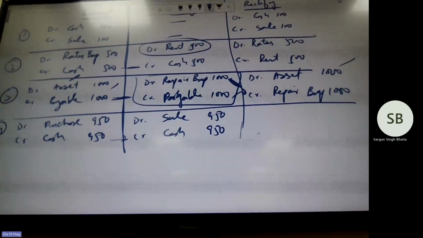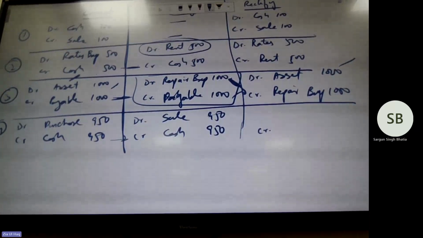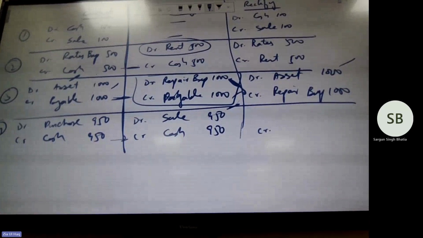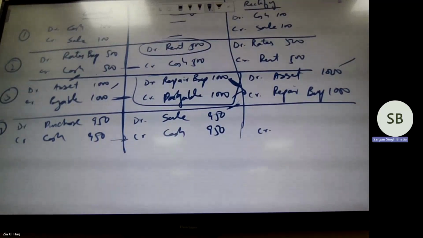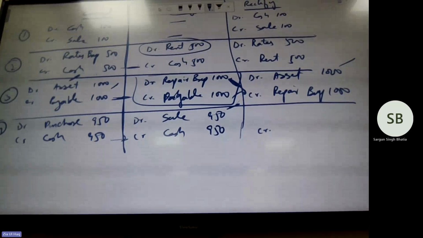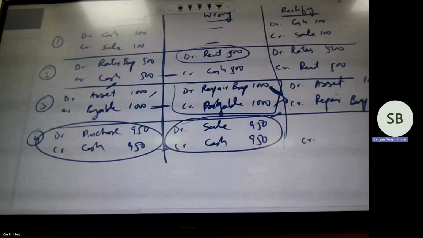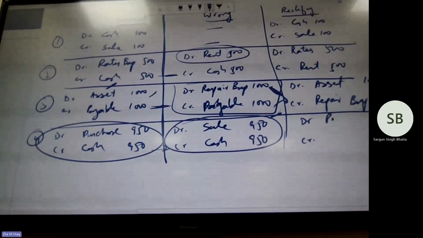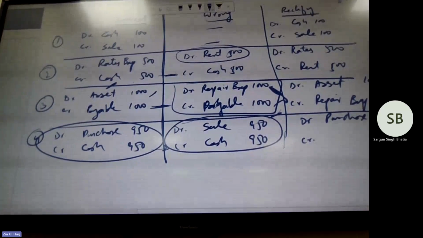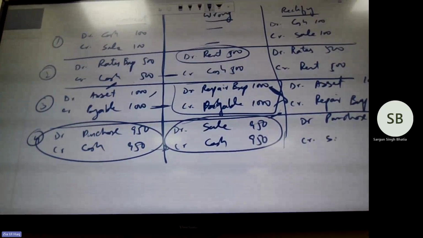What is wrong? Purchases. So credit will be purchases. The sales is written wrongly on the debit side. Yes, sir, this is the correct treatment. But they have recorded it like this. Instead of purchases, they have debited the sales account. So debit will be purchases with 950, and credit will be sales, and this debit that they have done should be cancelled by crediting it.